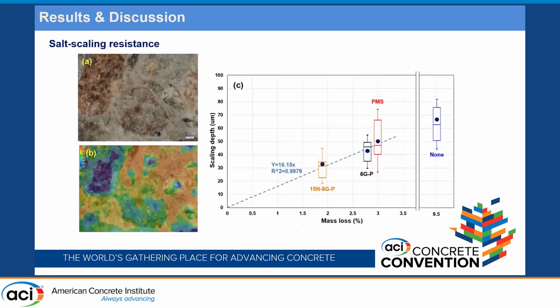Here we test the roughness of the surface, and the darker color means the deeper scanning. So we collect some data, and then we summarize it in this box plot, and we find the mass loss was positively correlated to the scanning depth. And for the non-treated original mortar, the mass loss is obvious.